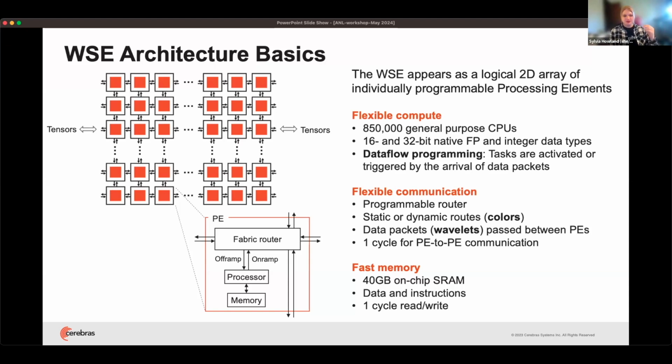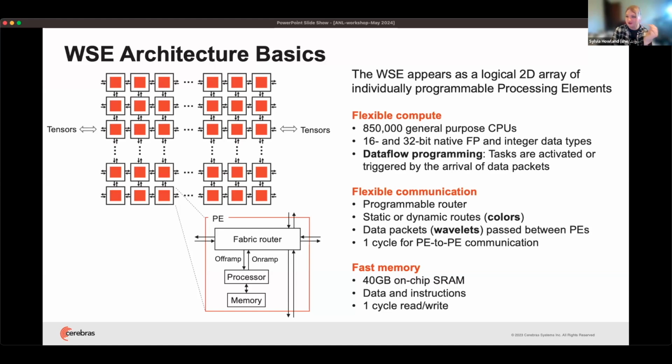Essentially, we have a flexible communication structure. We're going to have programmable routing between these processing elements. We can have either static or dynamic communication routing, which internally we refer to as colors. And in our SDK, that'll be covered on day 2. I'm very excited to hear about our SDK at all times. It's very cool to see people interfacing with this.